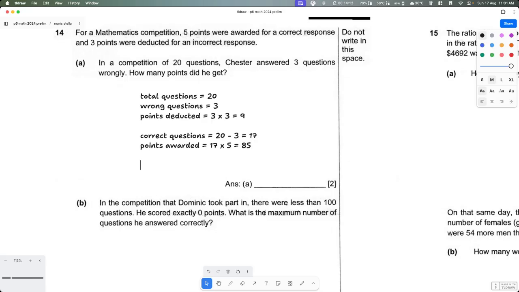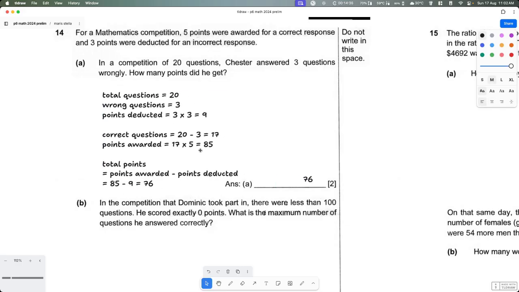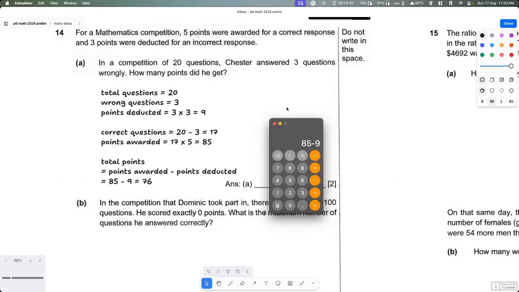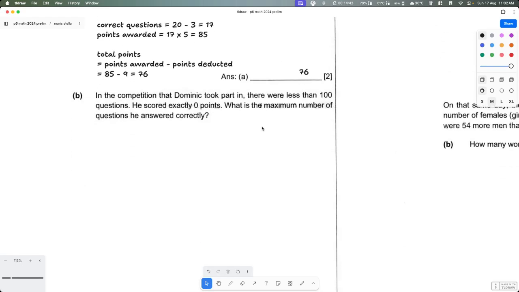So that means total points is equal to points awarded minus points deducted, which is equal to 85 minus 9, which is 76 in this case over here. Okay, there you go. That's the answer. All right, so let's double check. 85 minus 9, 76. Okay, part B.